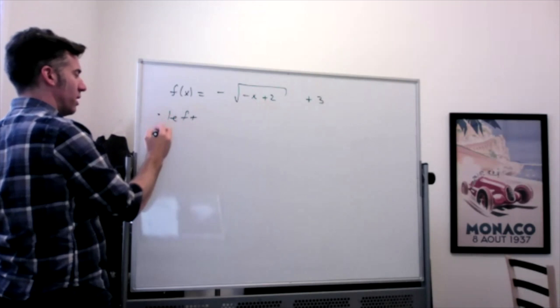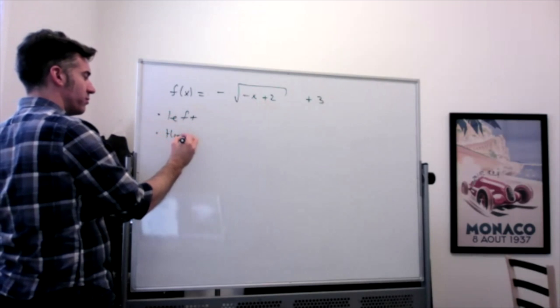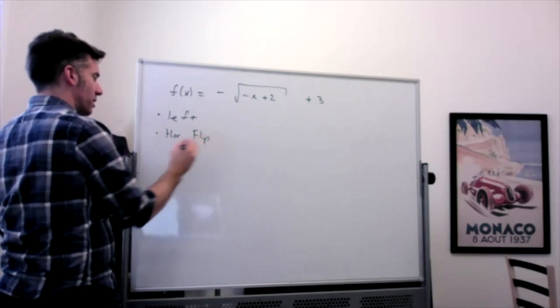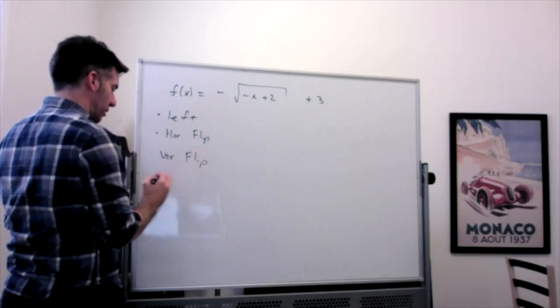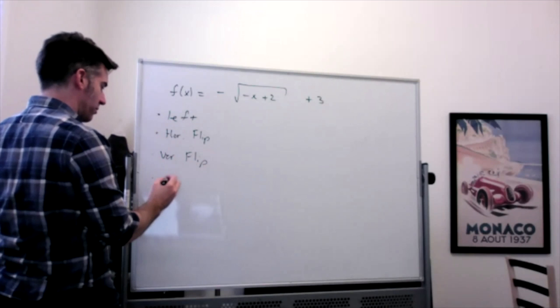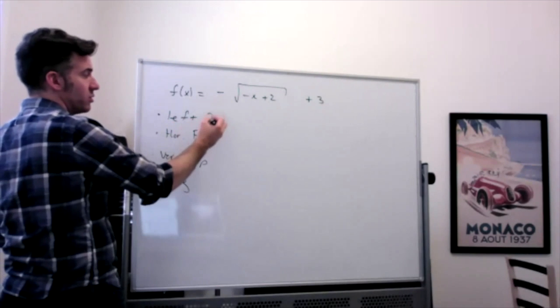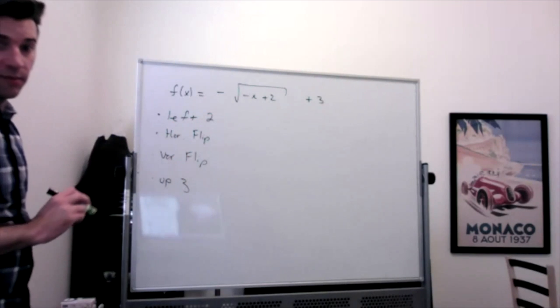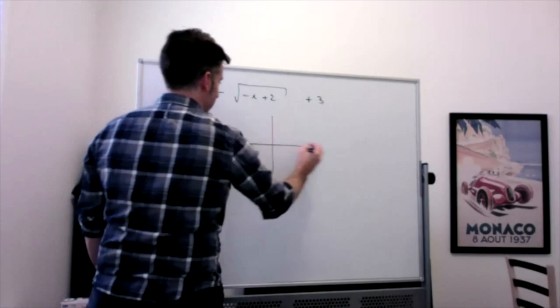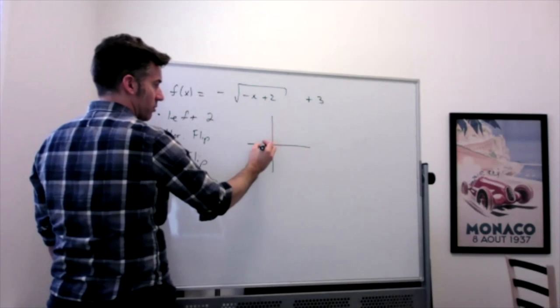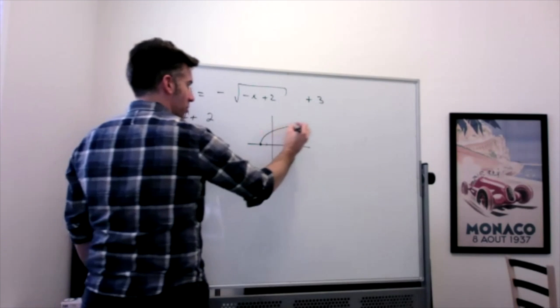Then I'm going to do a horizontal flip. Then I'm going to do a vertical flip. Then I'm going to shift it up 3. I should say left 2. Now watch this, because it can be a little bit tricky. So first we're taking the square root function and going left 2. So it looks kind of like that.